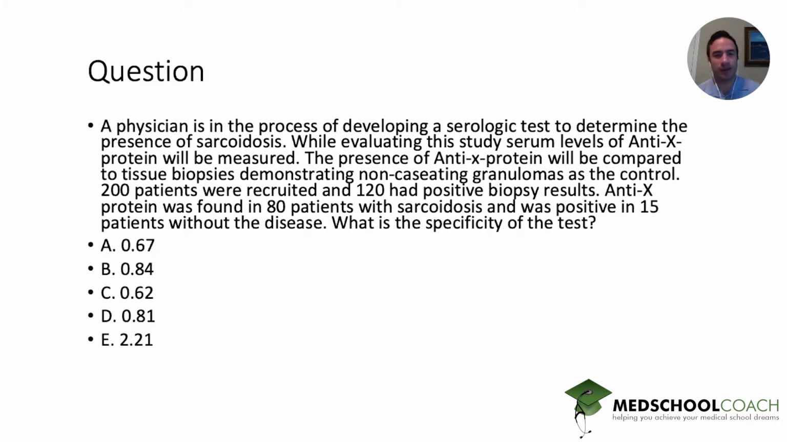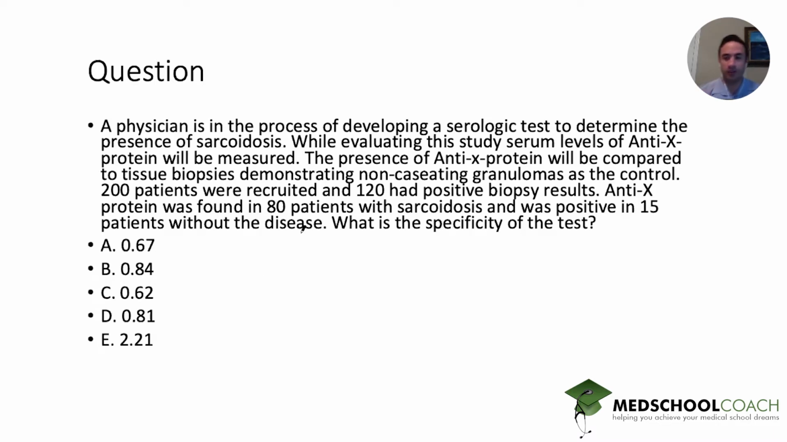A physician is in the process of developing a serologic test and determining the presence of sarcoidosis. While evaluating the study, serum levels of anti-X protein will be measured, and the presence of anti-X protein will be compared to tissue biopsies demonstrating non-caseating granulomas as the control. 200 patients were recruited, 120 had positive biopsy results. Anti-X protein was found in 80 patients with sarcoidosis and was positive in 15 patients without the disease. What is the specificity of the test?